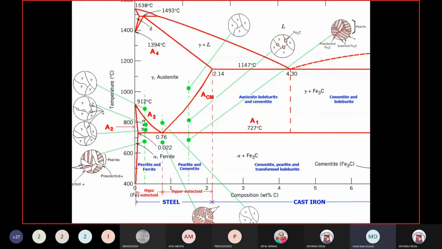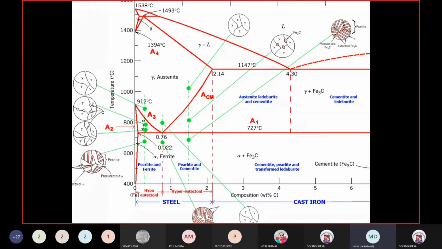Now for the iron, you know that the same iron has a different crystal structure at different temperatures. So this alpha ferrite has a BCC crystal structure, body centered cubic crystal structure. Once you heat more and more, above 723 degrees Celsius, it transforms to austenite. So austenite is the gamma phase. It has a face centered cubic crystal structure. In that the carbon solubility is higher, that you can see here.